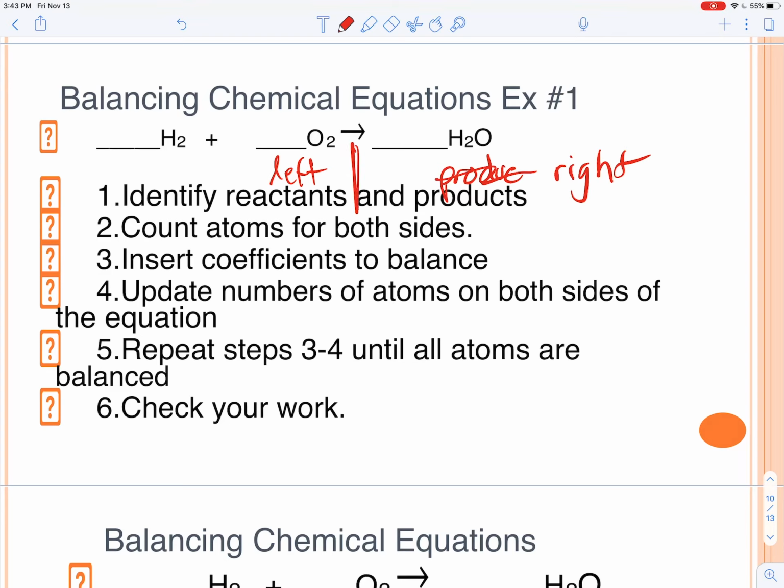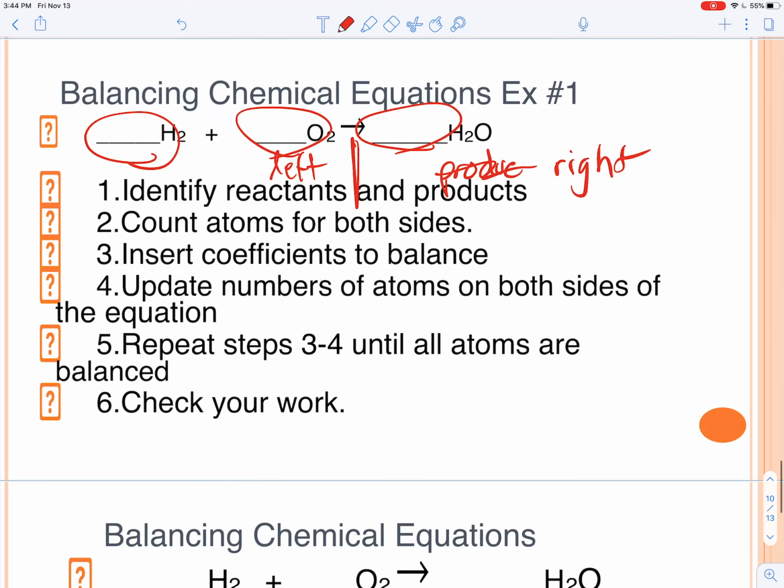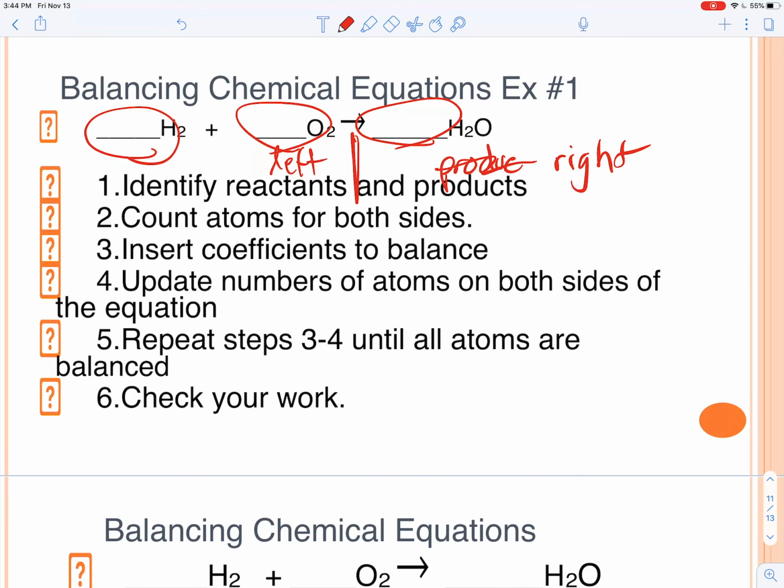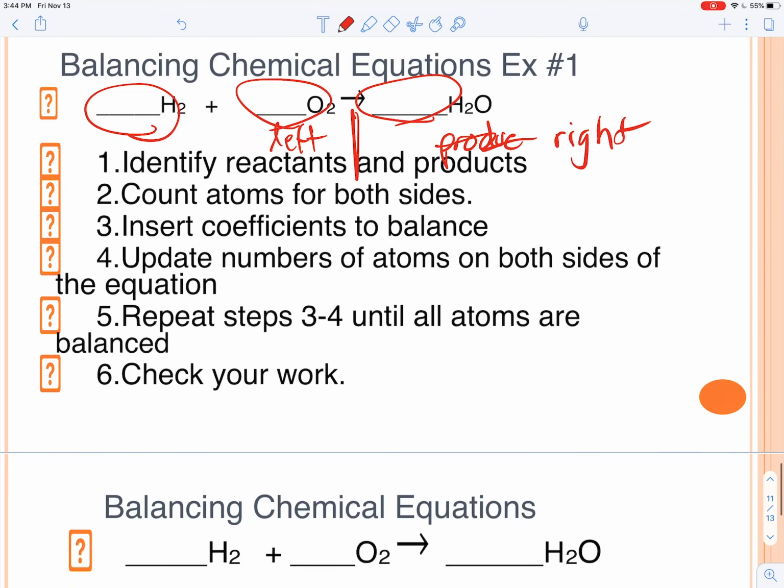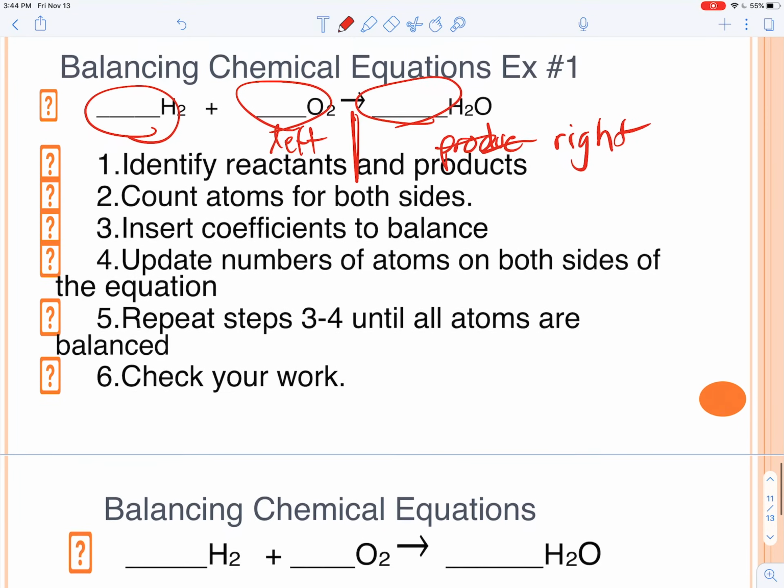So drawing a line there helps. We're going to insert coefficients to balance these reactions. Coefficients are going to go in these blanks here, and then we're going to update the numbers to make sure that it's the same on both sides. We may have to repeat these steps until all the atoms are balanced. And then lastly, you want to check your work.